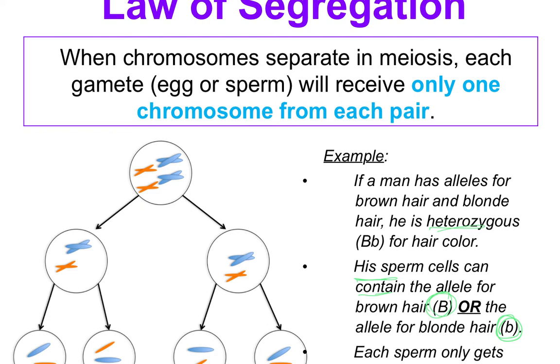So for example, if a man has both alleles for brown and blonde hair, but obviously he has brown hair because only the dominant one is expressed, 50% of the sperm that he's going to make are going to have the genetic coding for brown hair, and the other 50% could make a blonde-haired baby.